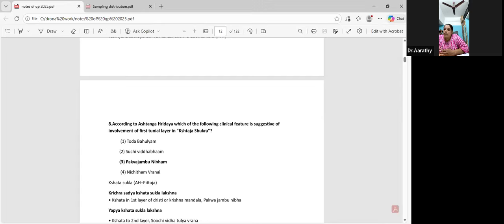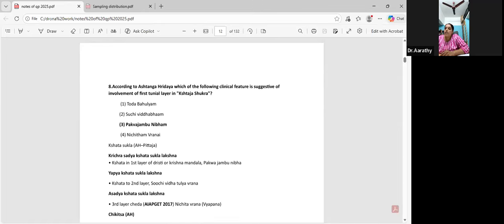Okay, so the next question is from Shalakya. According to Ashtanga Hridaya, which of the following clinical features is suggestive of involvement of the first tunical layer in Shataja Shukra? So the first layer, right? In Shataja Shukra you have 3 layers: the first layer is Krishna, the second layer is Sapya, and the third layer is Asadhya. The first layer is specifically mentioned as Pakva Jambu Nibha. The second layer is Suchi Vidhavat, right? And the third layer is Nichita Vranaih. Okay, so please note that down.